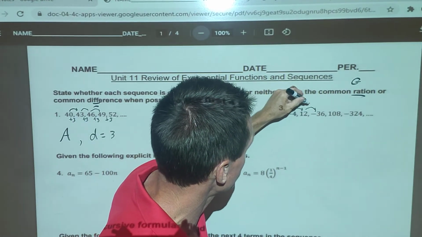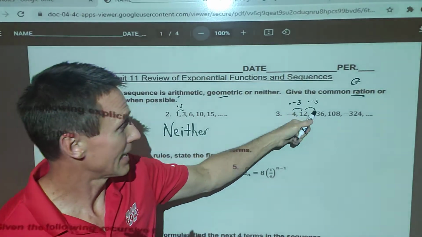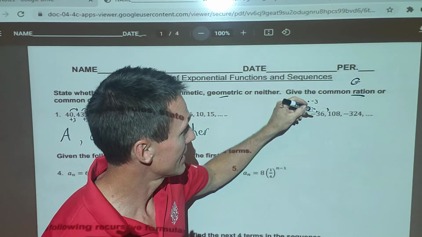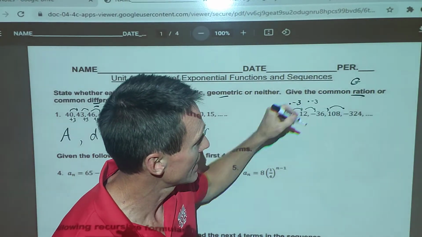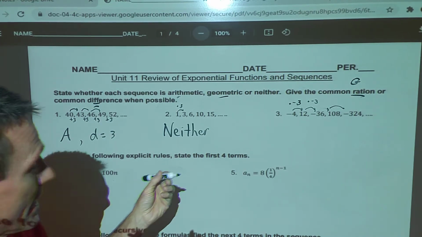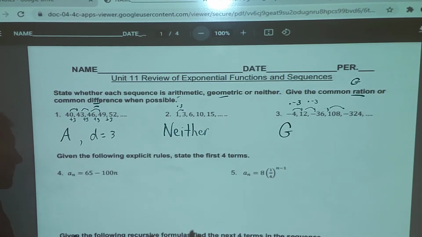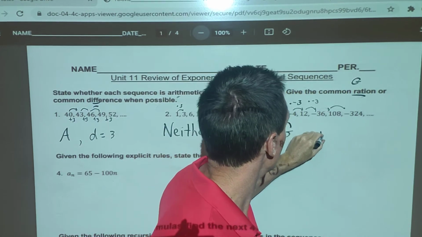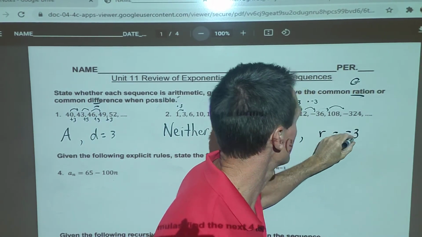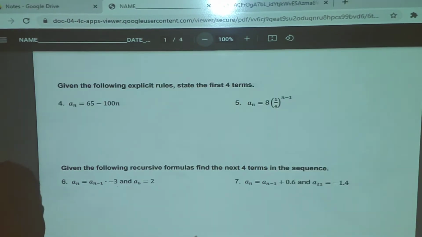So let's see if that continues. 12 to negative 36, multiply by negative 3. Negative 36 to 108, same thing. Multiply by negative 3. And 108 times negative 3 is negative 324. So that would be geometric. Okay, so geometric, and the common ratio that we're multiplying by from one number to get to the next is negative 3.